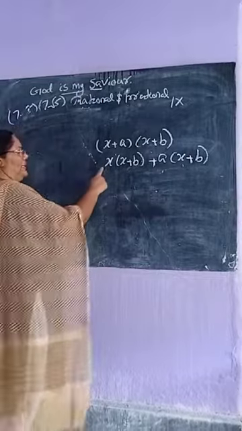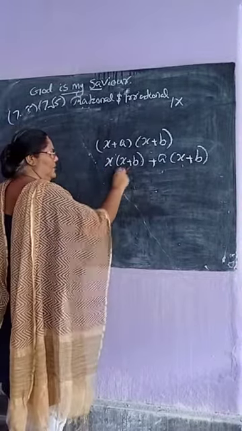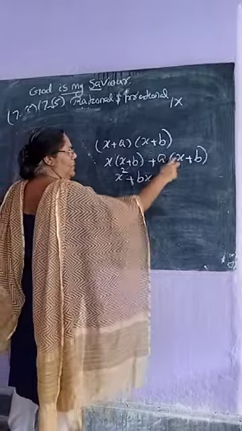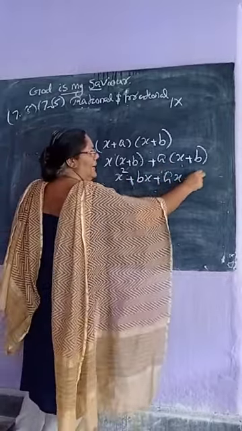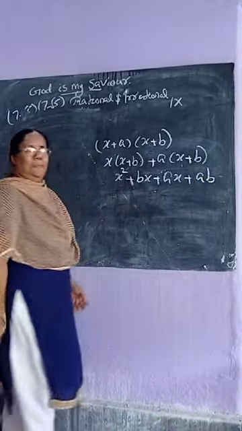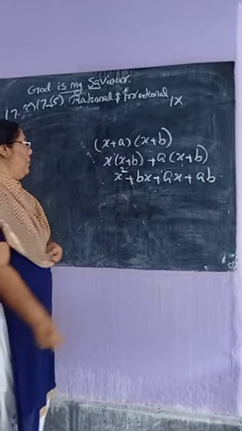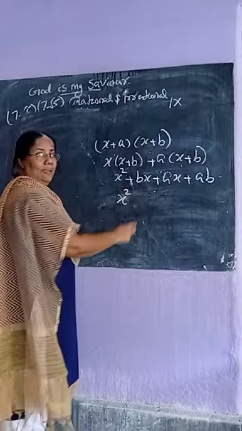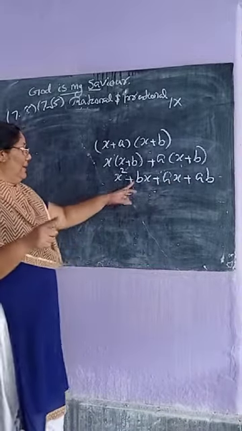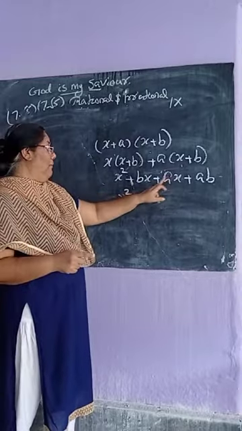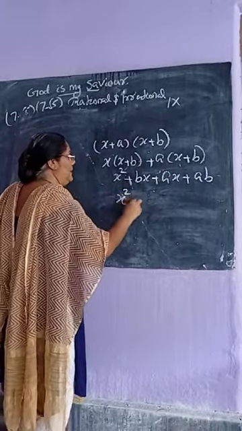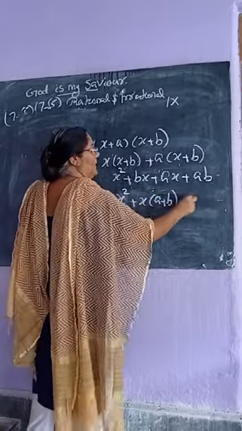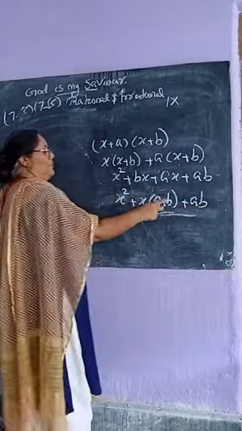Now, open the bracket. What is x into x? x square plus x into b, bx, plus a into x, ax, plus ab. Isn't it? Now, these are like terms, x and x. Therefore, we can take that x outside: x into a plus b plus ab, or a plus b into x.